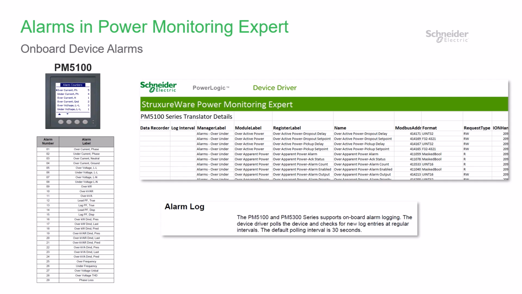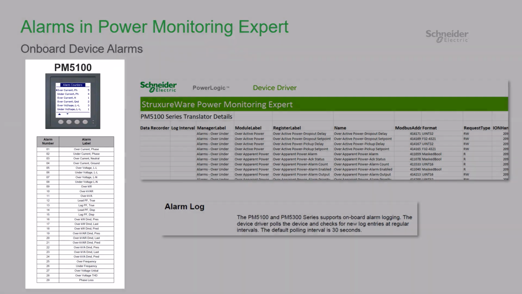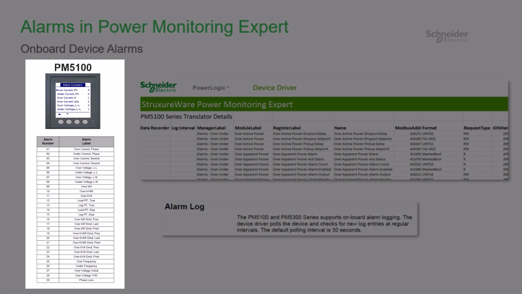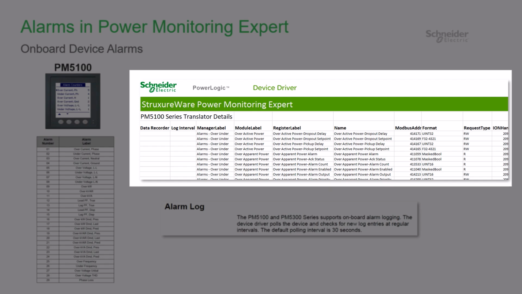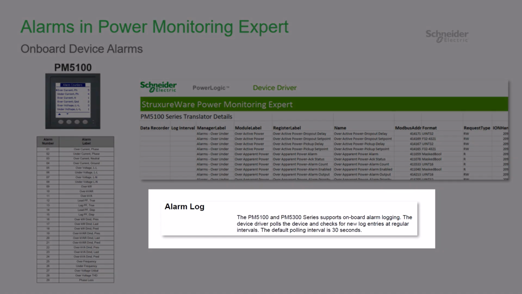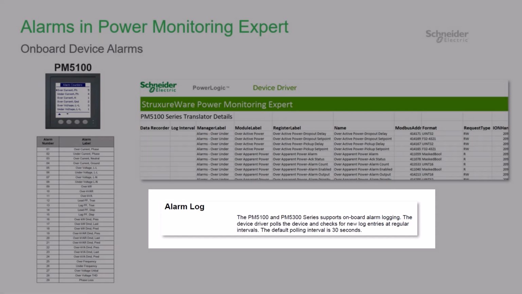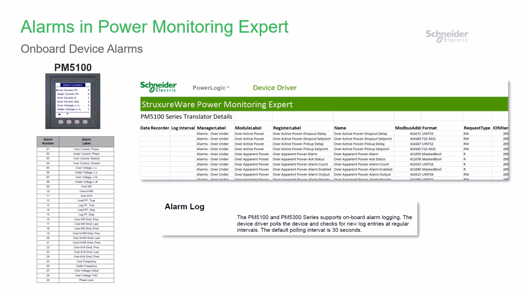The scope of onboard device alarms depends on the specific device type, its alarming capabilities, and support in Power Monitoring Expert. For example, a very popular series of power meters, PM5100, offers 29 predefined alarm definitions. The device driver includes Modbus registers which contain information about the current alarm state. The PME server will check these registers every 30 seconds by default to see if there are any new entries. In case a new alarm is discovered, it will appear in the system's alarm application.